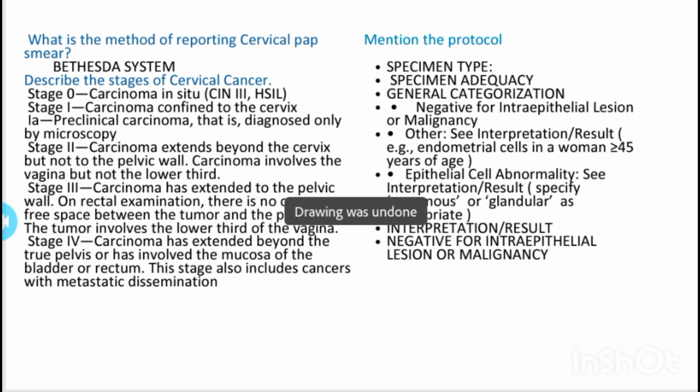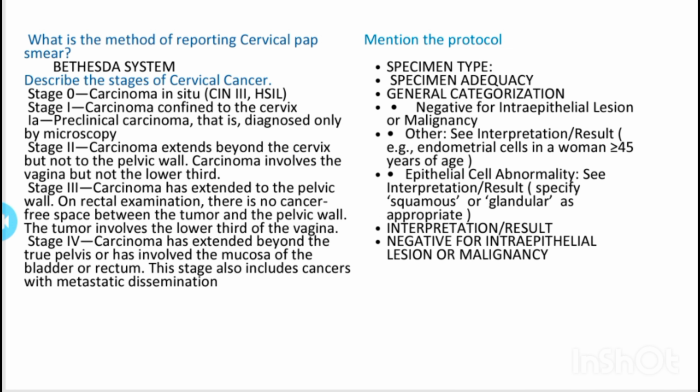Next, we will go to the questions. What is a method of reporting cervical pap smear? That is the Bethesda system. Describe the stages of cervical cancer from stage 0 to stage 4. We can describe. Stage 0 means carcinoma in situ. It has not breached the basement membrane, or we can call it CIN 3 or HSIL.